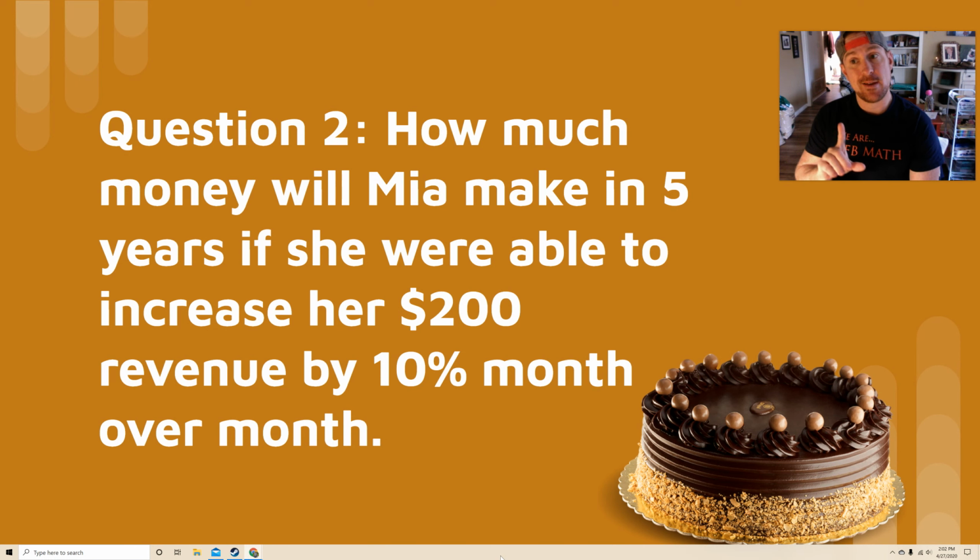And she already has somebody willing to buy her cakes, and that is the restaurant she used to work at. They are willing to buy $200 worth of cakes from her every month. So Mia has one client, $200 a month.